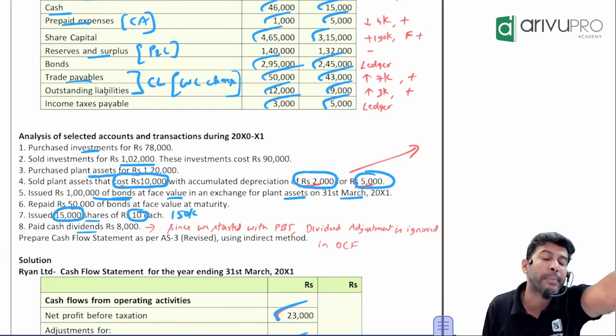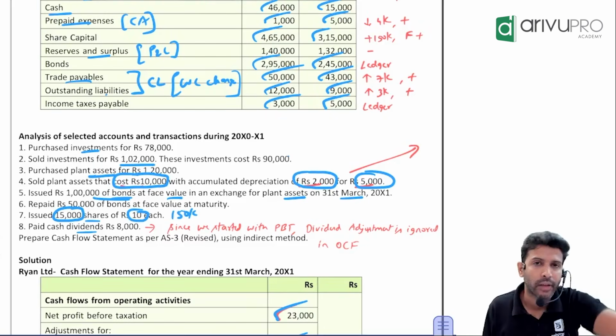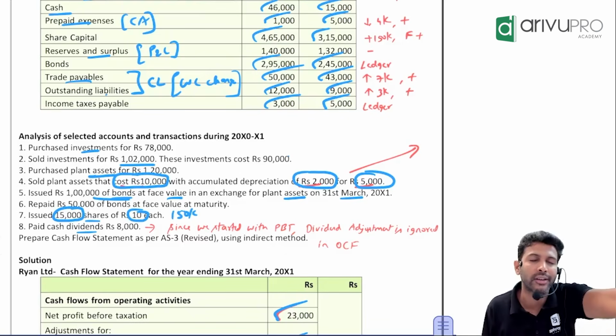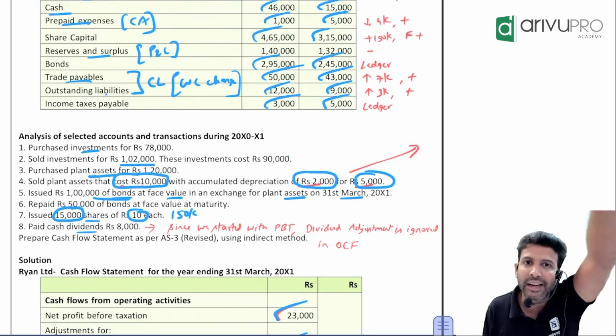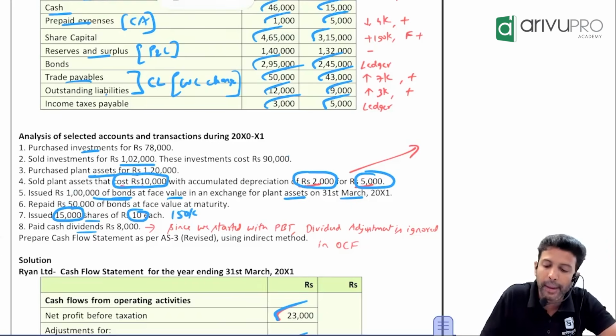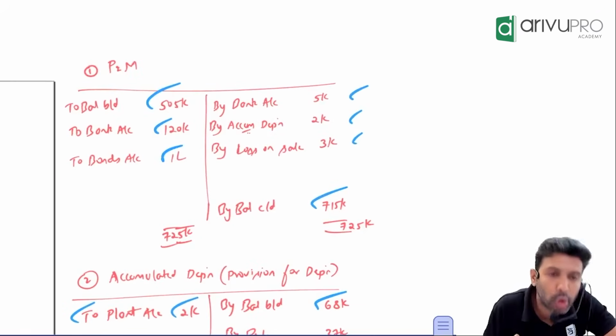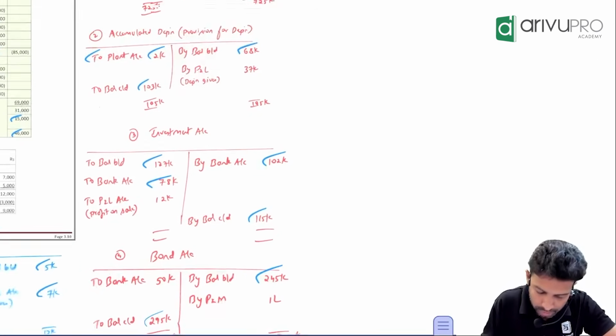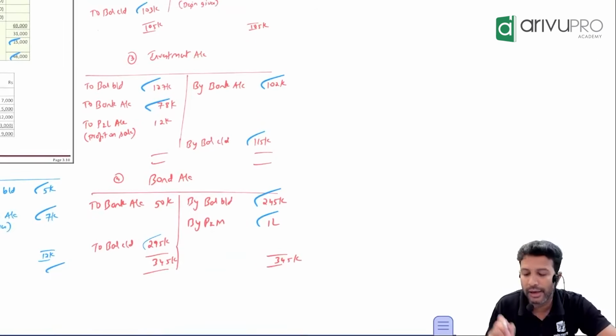When you purchase PP for cash, what is the entry? PP to cash. You give away cash, or you issued debentures to them. Debentures or bonds to them. What is the entry? PP or plant account debit to bond account. How much value? 1 lakh. So in the plant ledger, what will you post it as? To bond, 1 lakh. In the bond ledger, what will you post it as? By plant and machinery, 1 lakh.